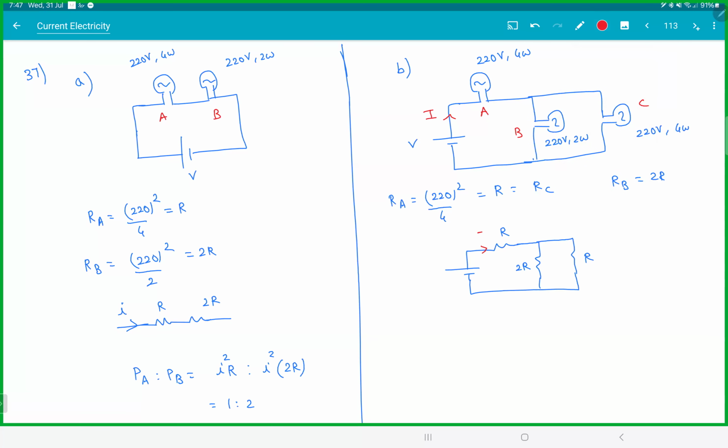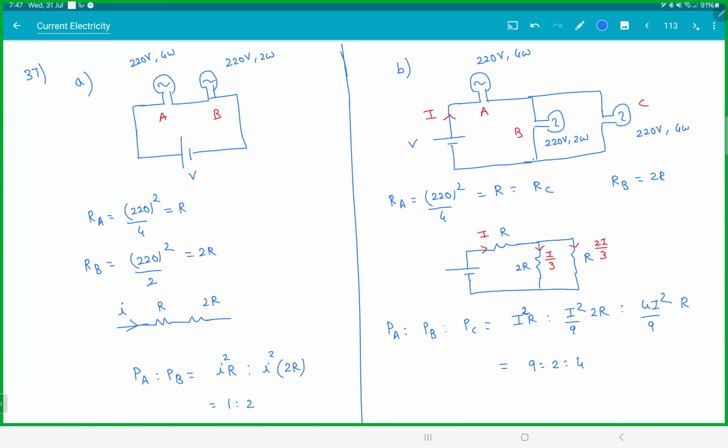Now, if you send current I, we know the current will split in the opposite ratio of resistances. This is I by 3 and this is 2I by 3. Like I said, I really don't care about the value of current. All I want is a ratio. So the power of A is I square R, B is I square by 9 into 2R, and C is 4I square by 9R. This would be 9 is to 2 is to 4.